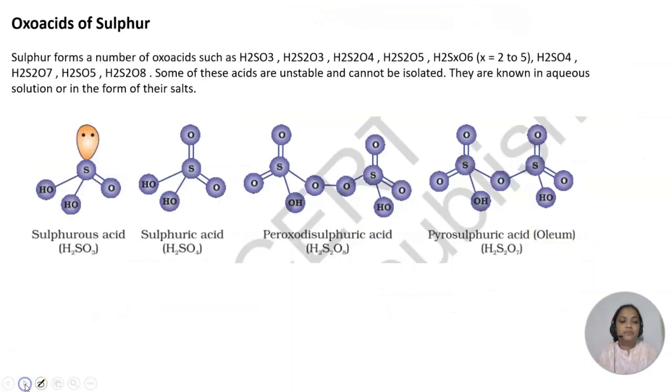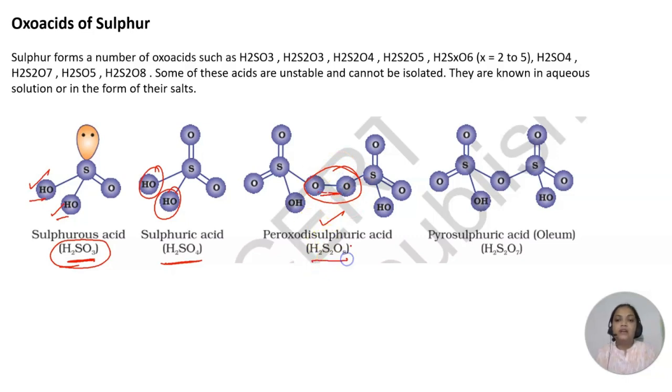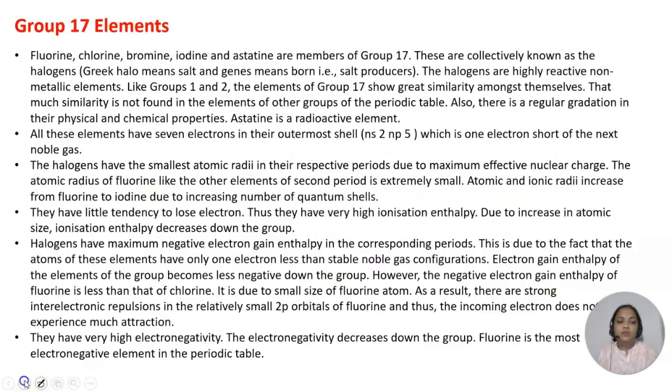Next up, oxoacids of sulfur, just like we discussed the acids of phosphorus. You can see that sulfurous acid is H2SO3 and its basicity will be 2 because there are 2 ionizable hydrogen atoms. This is the structure, so you should know the structure. Then H2SO4, again its basicity would be 2. Then the structure of peroxodisulfuric acid, where you can see there is a bond between the two oxygens, H2S2O8. Then pyrosulfuric acid, which we also call oleum, H2S2O7. These structures you must know.